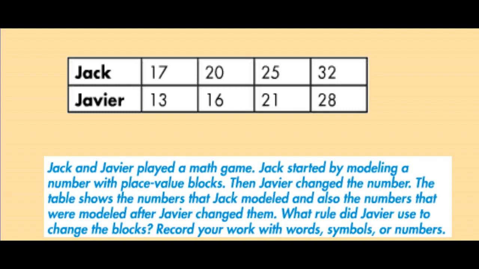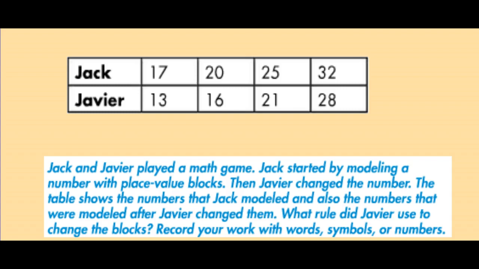So, Jack and Javier played a math game. Jack started by modeling a number with place value blocks. Then Javier changed the number. The table shows the numbers that Jack modeled and also the numbers that were modeled after Javier changed them. What rule did Javier use to change the blocks? Record your work with words, symbols, or numbers.